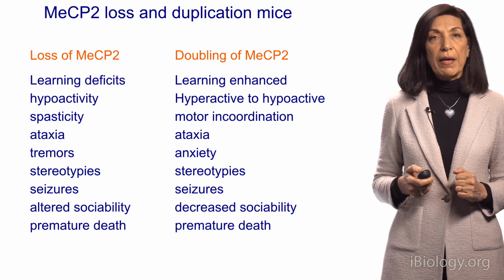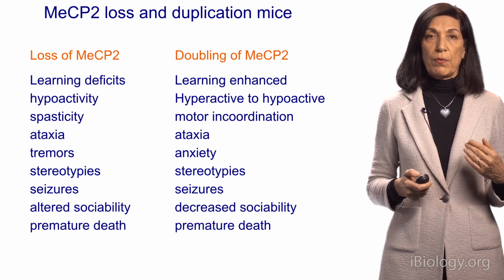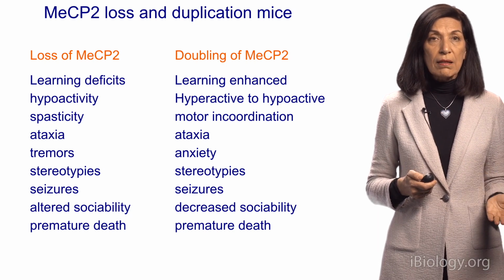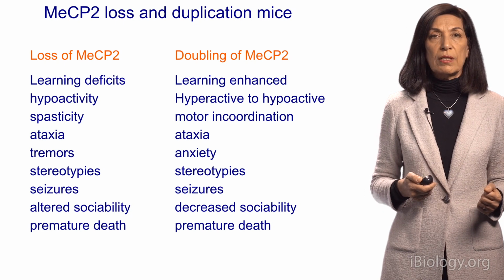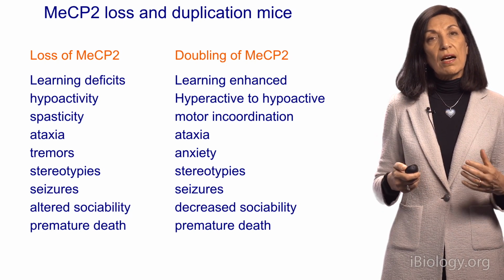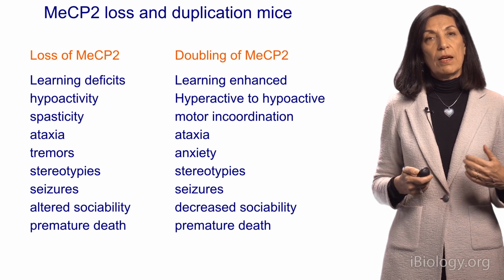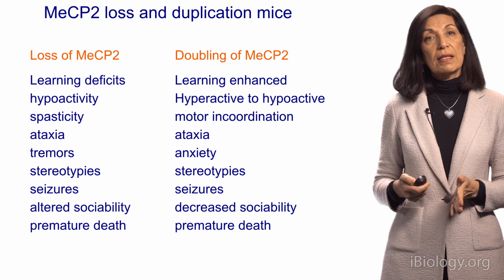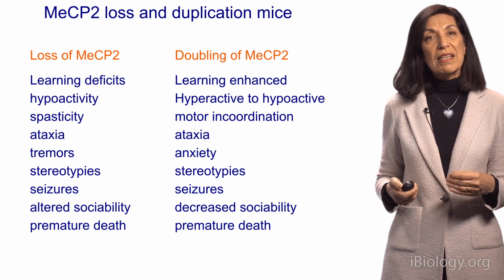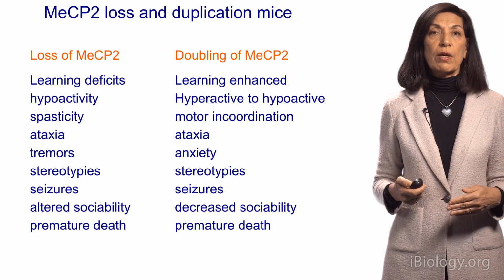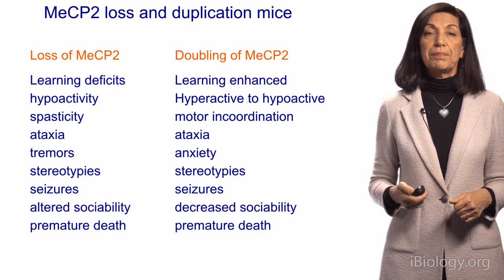So if you were to compare now the mouse models, the ones that lack MECP2, which is a model of the male, if you will, without Rett syndrome, to those that have a duplication, you'll notice that there are some differences. When you lose the protein, there's learning deficits, but in the mice that have an extra copy, they seem to learn more, at least for a while. Eventually, they don't do as well, but at least for a while, they do that.